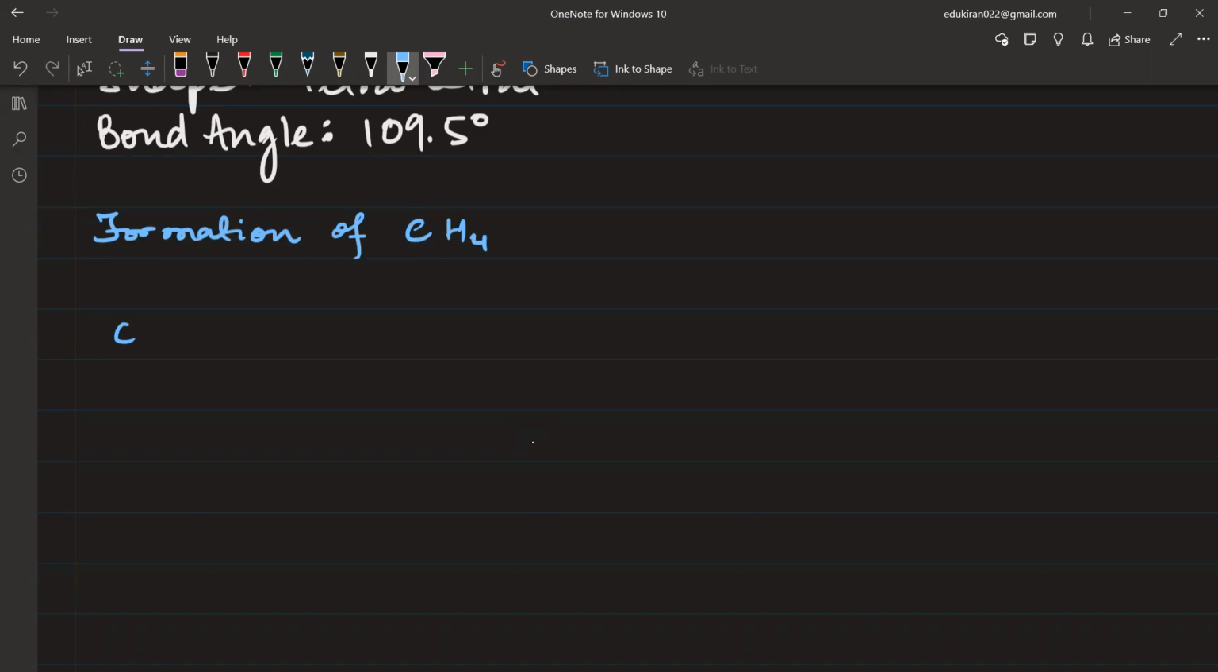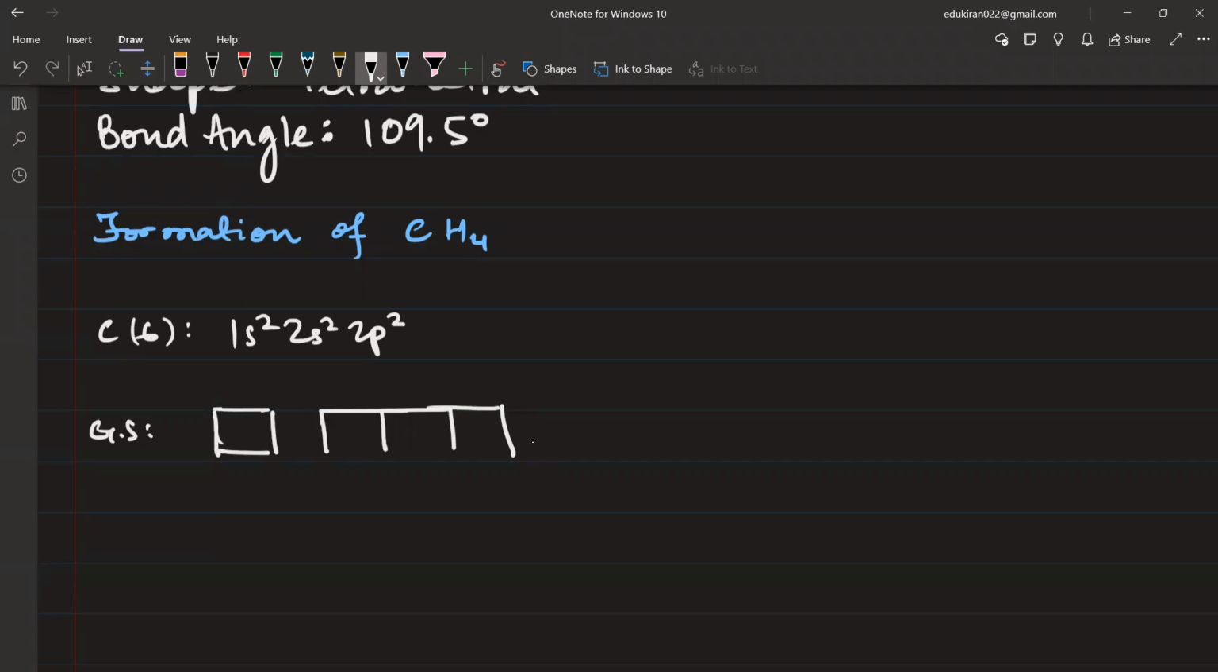We'll start with carbon with atomic number 6, that means six electrons and six protons will be there. Electronic configuration is going to be 1s2, 2s2, 2p2. First of all, we write the ground state. At least you should be able to write down the ground state. So ground state will have 2s and 2p. Why are we not showing 1s? Because it is a core shell electron which does not take part in bond formation.